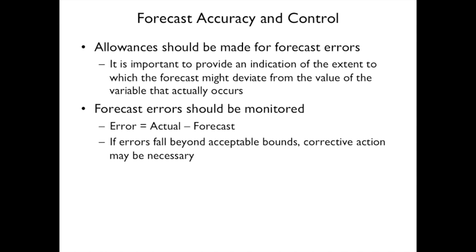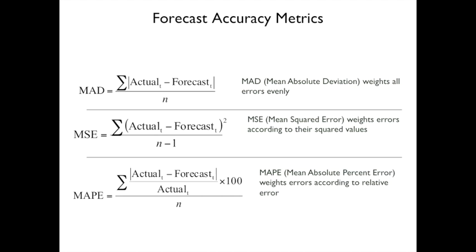Forecast errors should be monitored. For a forecast, the error is the actual minus the forecast. You want to have some acceptable bounds, and if you go beyond those bounds, then take corrective action.